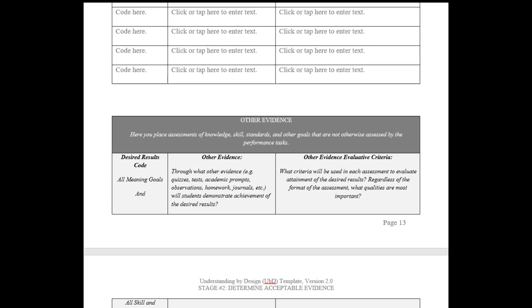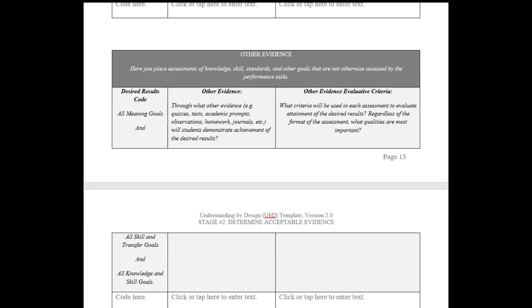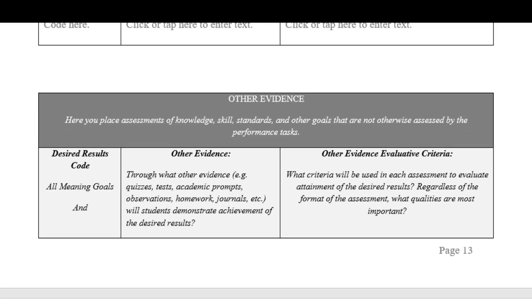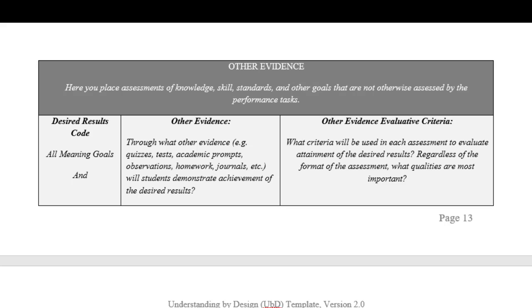The next section is about other evidence. And here is where you're going to place the skills, standards, and other goals that maybe aren't otherwise assessed by performance-based tasks. And so that means that you're still going to use those competencies in your desired codes because you're going to use all the goals that you had set for them, and the skills and knowledge and meaning.